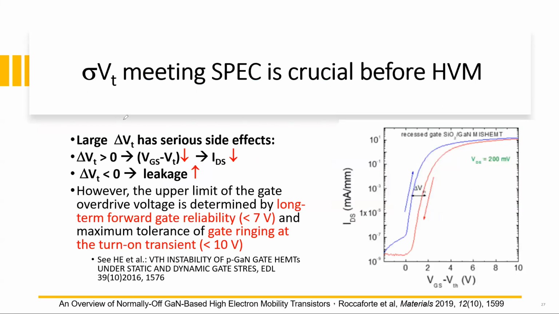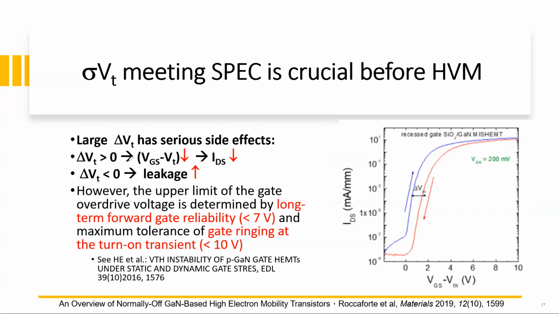Here is another concern that needs to be addressed by the process. It's called sigma VT. Sigma VT means how well you control the VT of your actual device, right? And meeting spec is crucial before HVM. HVM means high volume manufacturing.